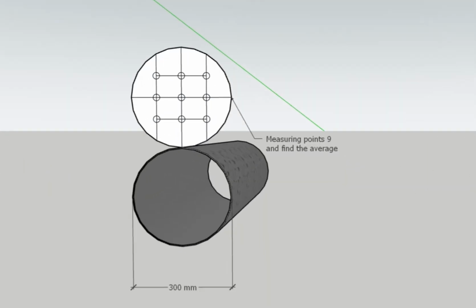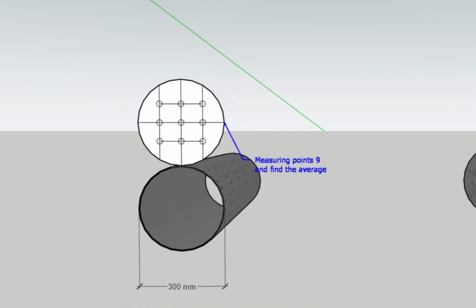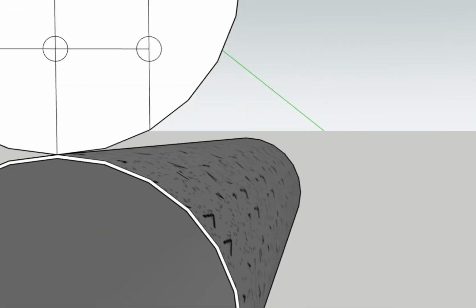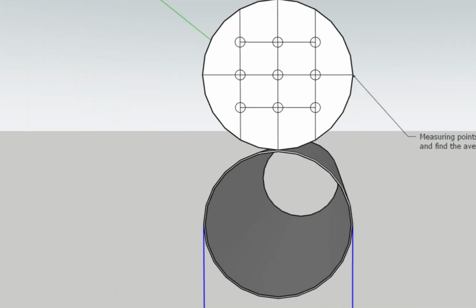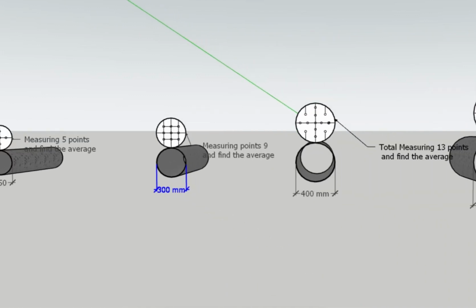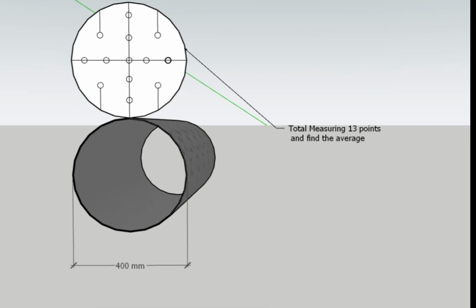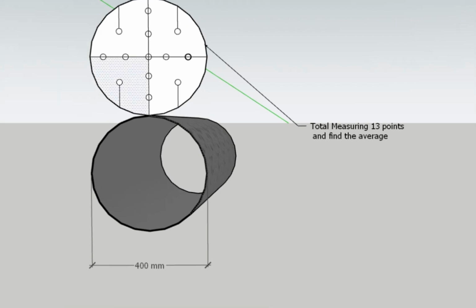So let's go to see the duct size 300 millimeters. For 300, we measure 9 points. And for the 400, we measure 13 points.